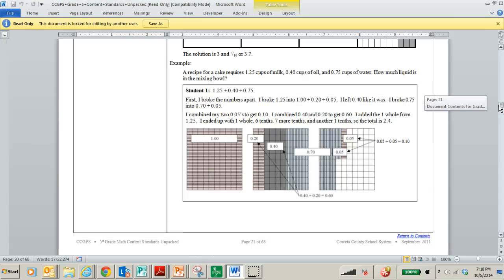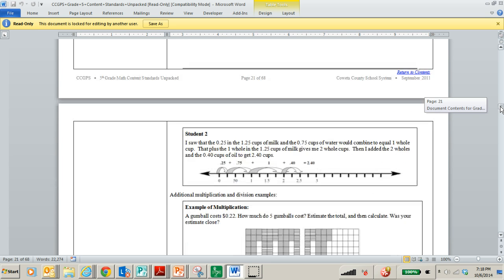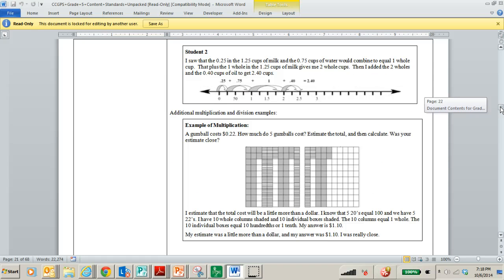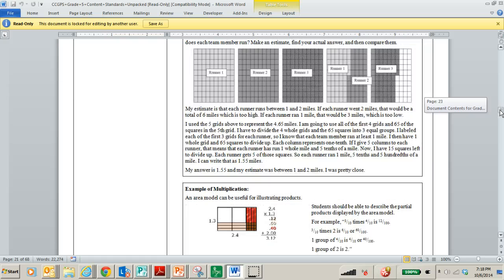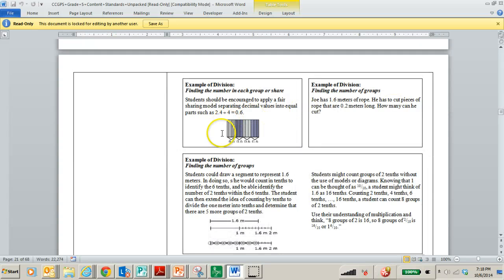We will use grid models. Right here, they're adding 1 whole and 25 hundredths and 40 hundredths, or 4 tenths, and 75 hundredths, and then they're adding them all together to see how many they have in all using grid paper. We'll also talk about how to use the area model to multiply and how to use models and groups of tenths to divide.